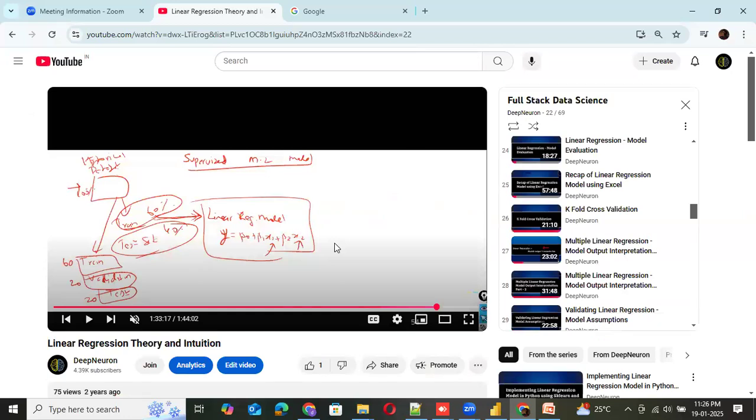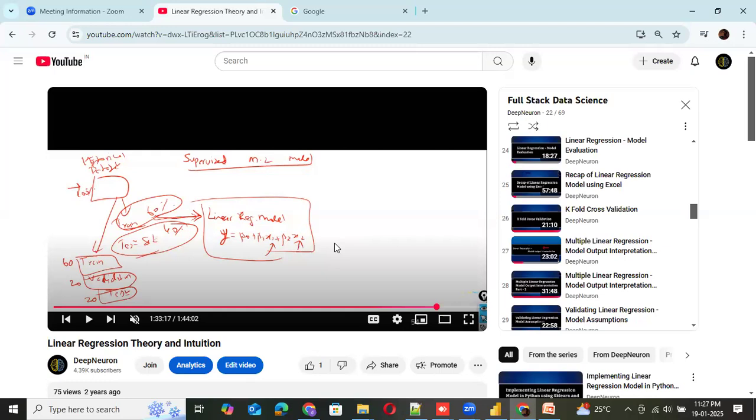Now if you use multiple independent variables to fit a regression model, that is called multiple linear regression. If your model contains more than one independent variable, that is called multiple linear regression. If your model contains only one independent variable, that is called simple linear regression model. And also we know the equation for the linear regression model. Let's start with the simple linear regression model equation, which contains only one independent variable.